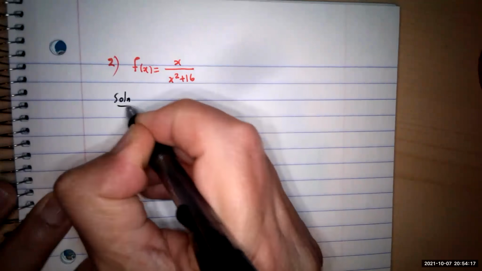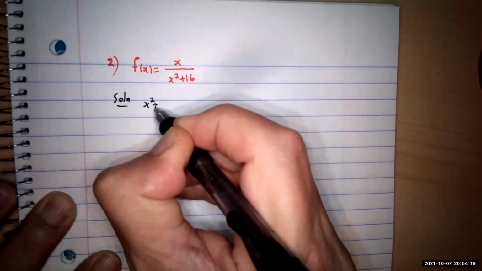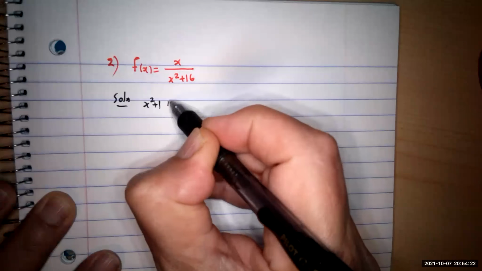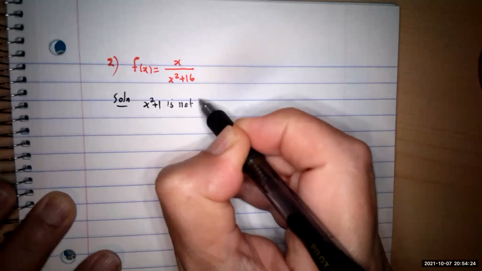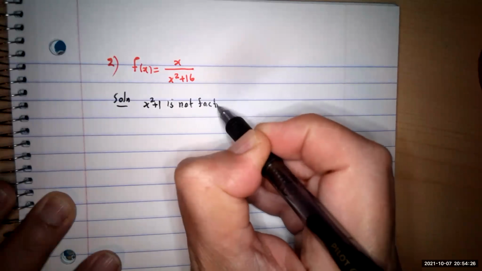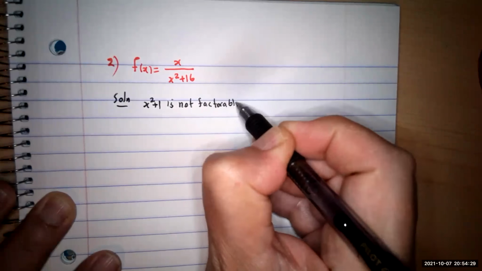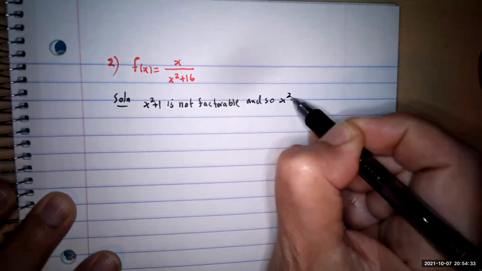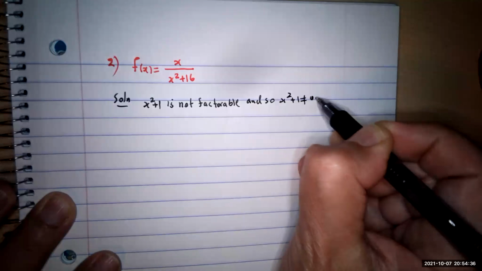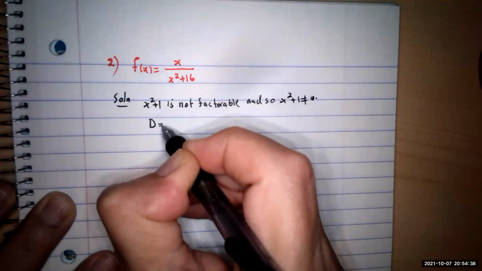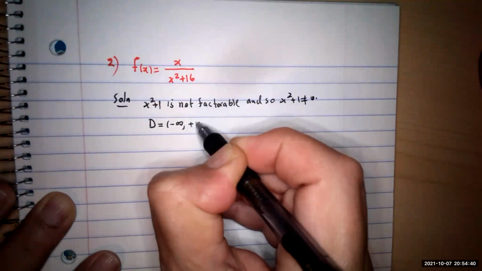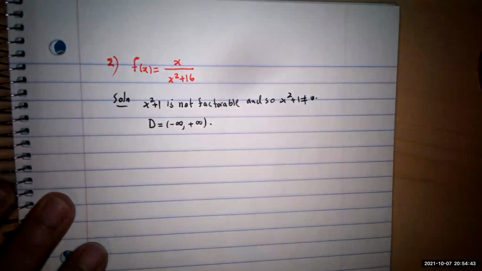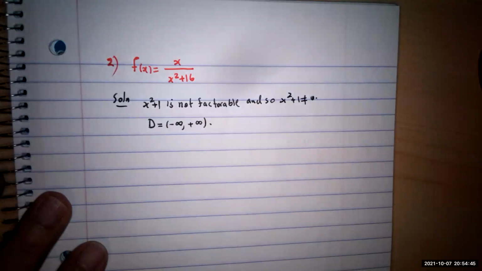So the solution is going to be, I remind you, x squared plus 16, you don't have to write it down for the test, is not factorable, and so it's never 0. When the denominator is not 0, the domain of this function is all real numbers. Remember, you need the domain. You will see when I get to case 3 why these are very important.